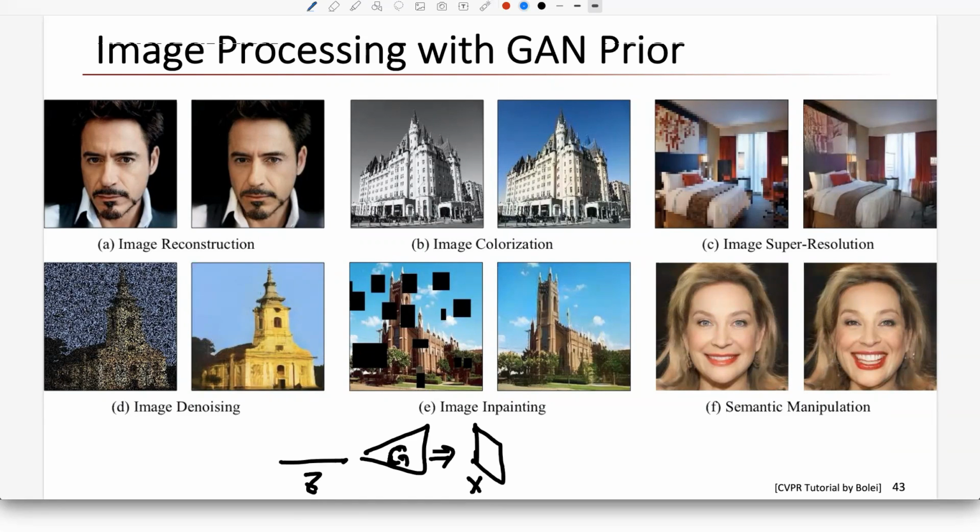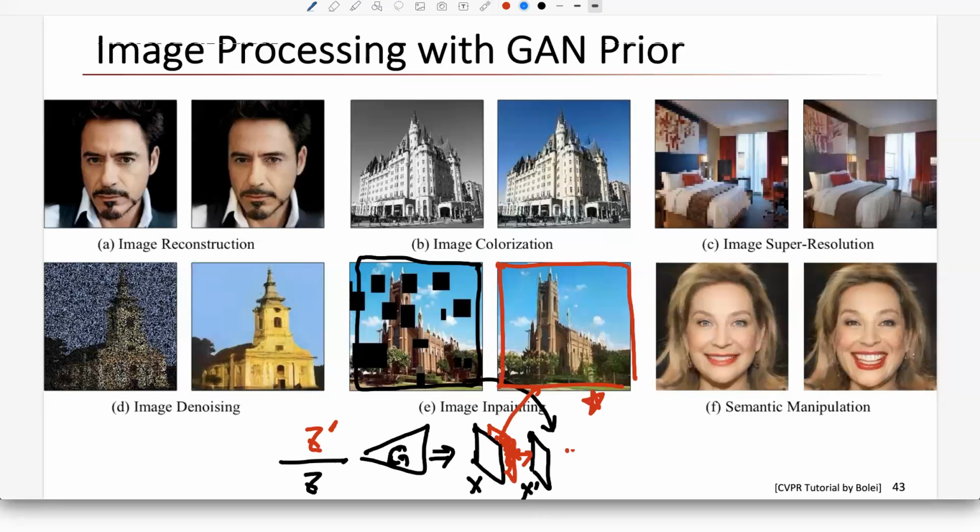Then, okay, let's think about the image inpainting problem. Then it's going to be the x prime. Then we can optimize this z prime to make our generated image as close as possible to the x prime. So after optimization, our generated image is going to be the inpainted image.